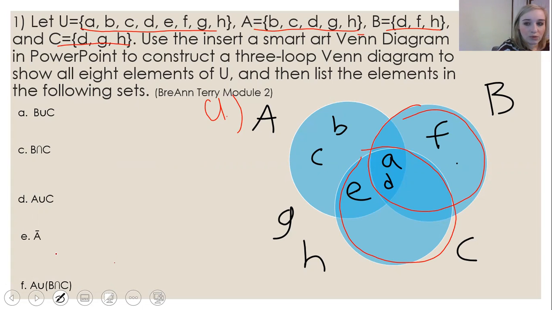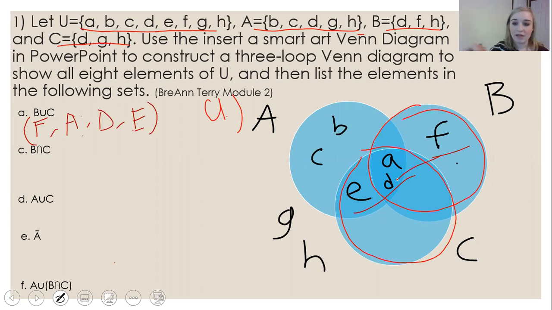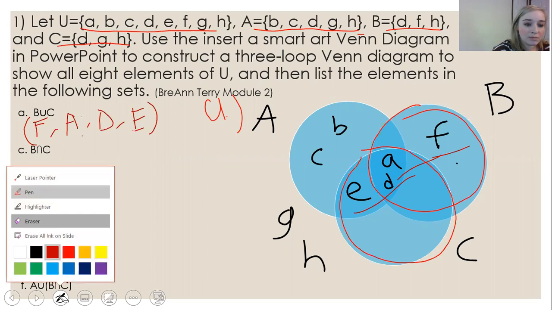So we are going to do F, A, D, E. That looks a little crazy, but that's everything that B has, everything that C has. So you can see here and here, everything they have in common. So now we're going to do another one.